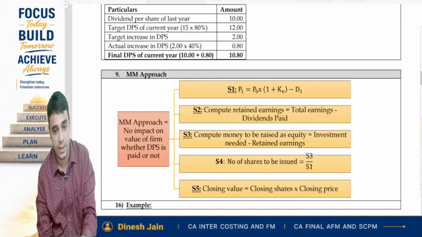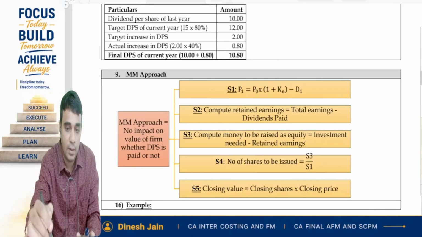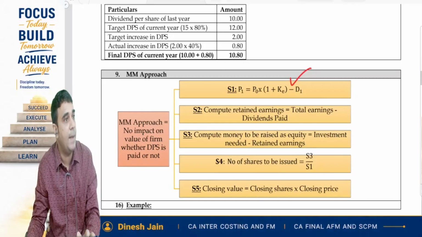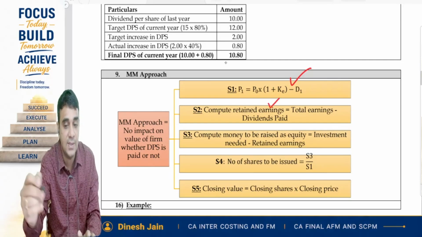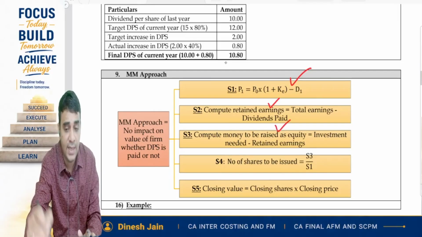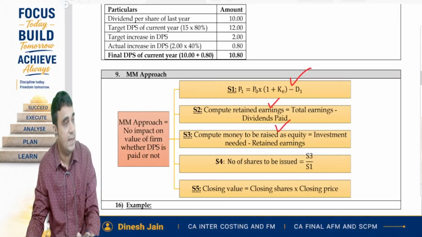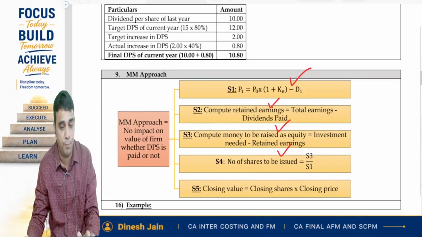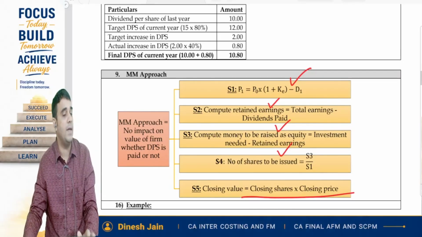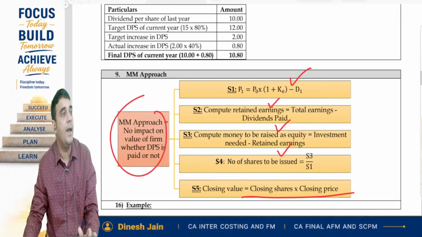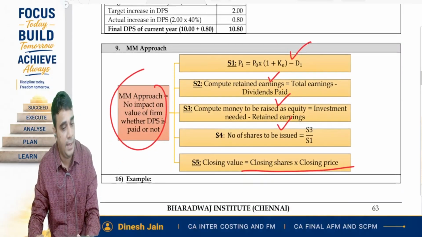Now I show it on the screen. Step 1: Closing price, P naught into 1 plus KE minus D1. Step 2: Retained earnings, total earnings minus dividends paid. Money needed to be raised as equity is investment minus retained earnings. Number of shares issued is step 3 figure divided by step 1. Value is closing shares into closing price. Value will remain same. No impact on value of firm whether DPS is paid or not.